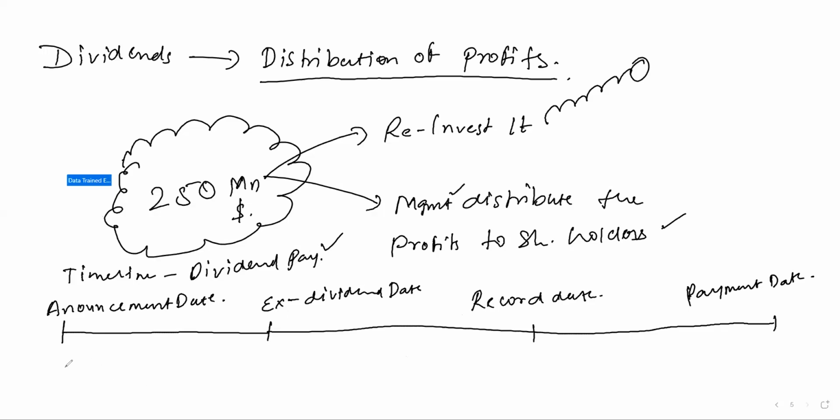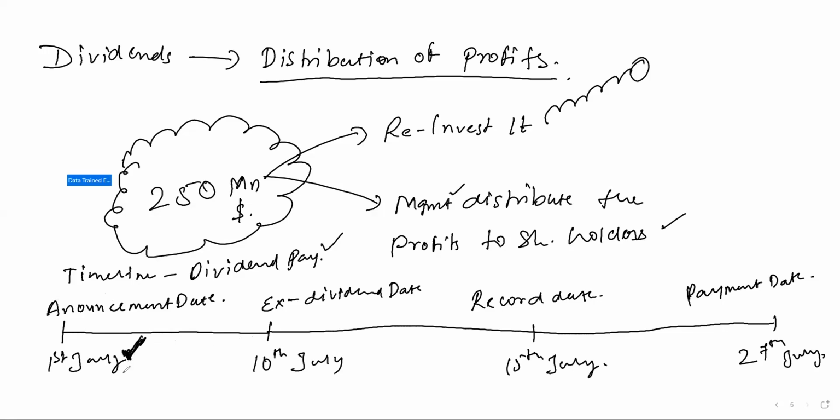Let me take an example: 1st July, 10th July, 15th July, 27th July. On the announcement date, the dividend is announced. It is released in the press by the management that the company is going to pay the dividend.